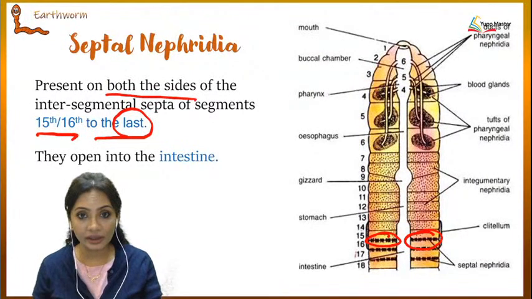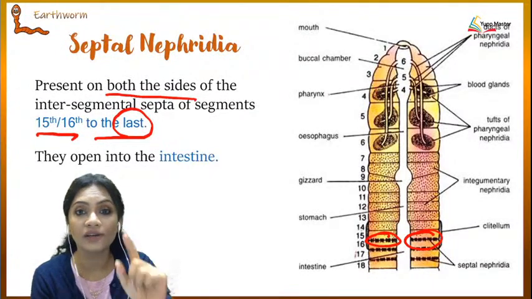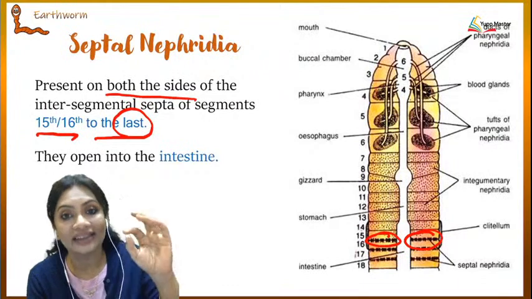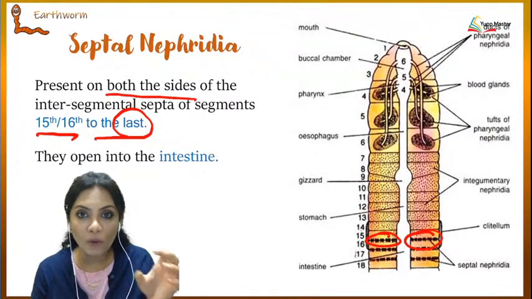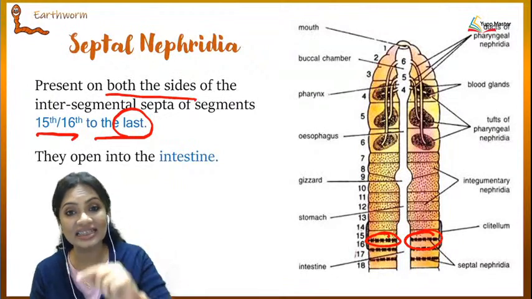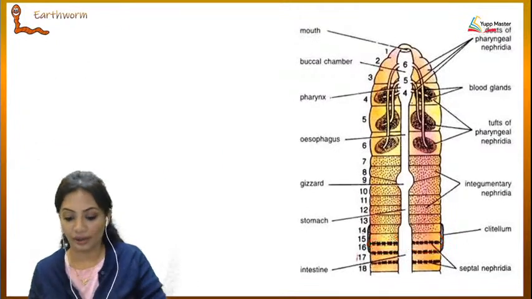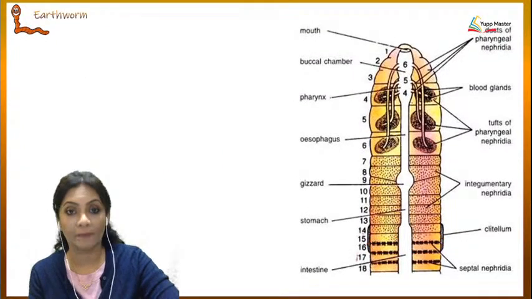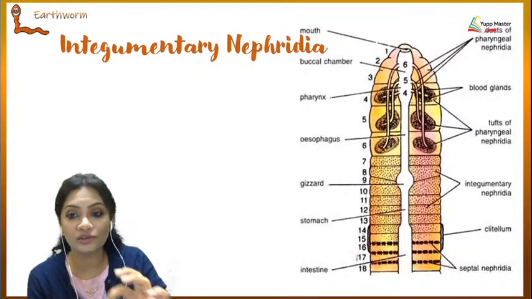So over here, these septal nephridia, where are they located? They start from segment 15, 16 and they continue all the way up till the end of the earthworm. They open their excretory waste inside the intestine. So that was the first one, septal nephridia. The second is called the integumentary nephridia.